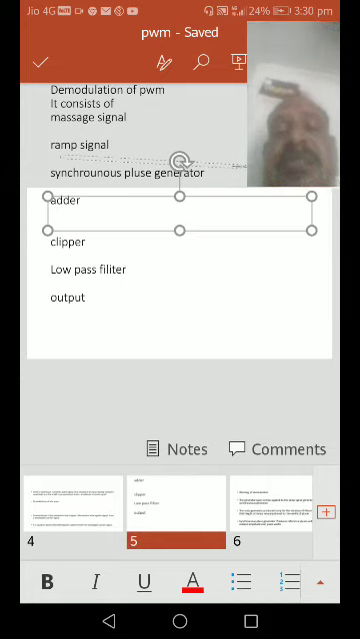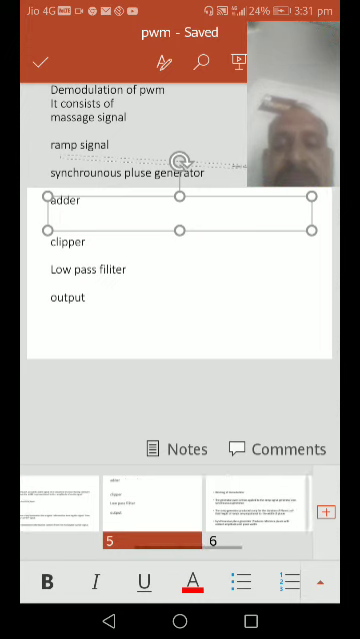Next it is given to the low pass filter. A low pass filter removes the high frequency components and allows the low frequency components, which is why it is called a low pass filter. Then we get the desired output across the demodulator circuit. These are the signals we compare to reconstruct the message signal.